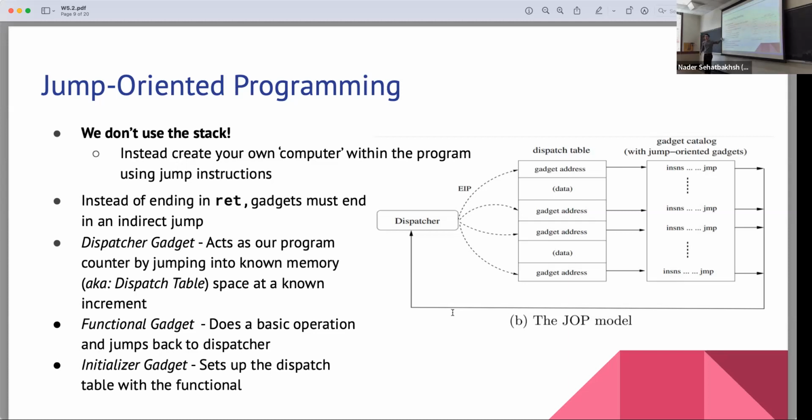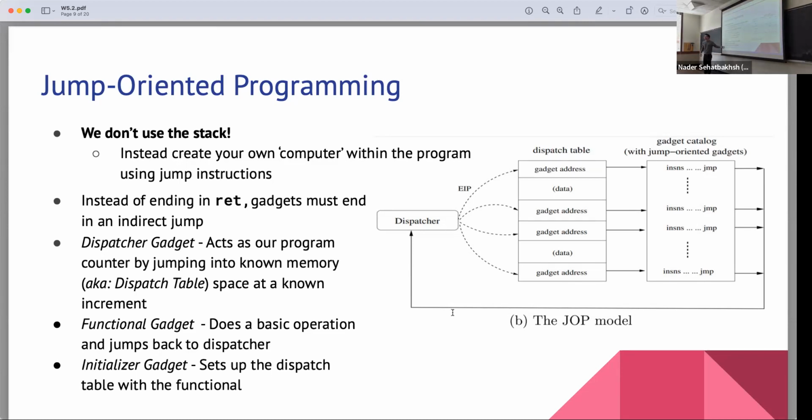There's a dispatcher gadget, which essentially acts as a program counter. It sets a number in memory, and that allows us to step through each of the instructions in our attack code. Then there is the functional gadget, which is the basic gadget, the one that does some sort of operation. Going back to paper 1, those are the sort of gadgets you saw on the stack. It's the same idea, just that it jumps back into the dispatcher gadget.